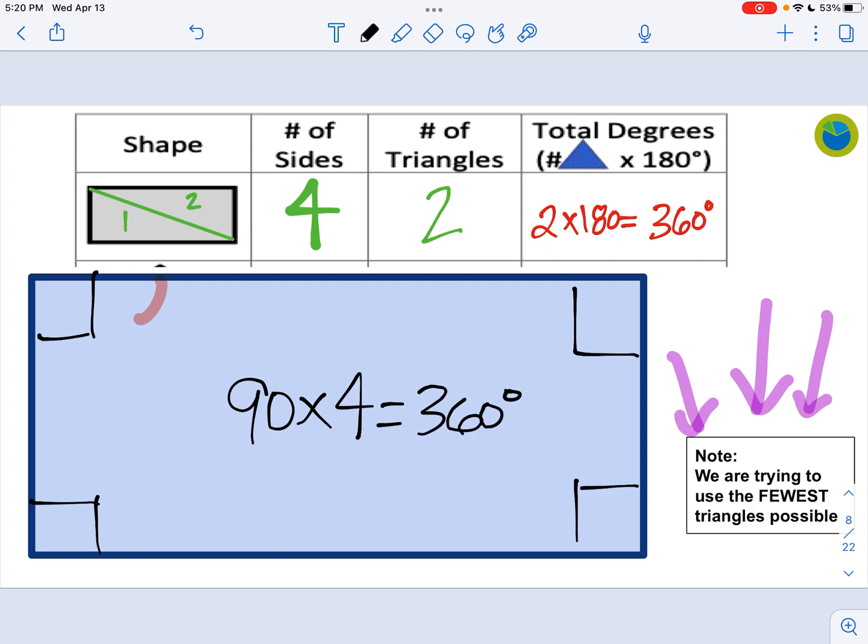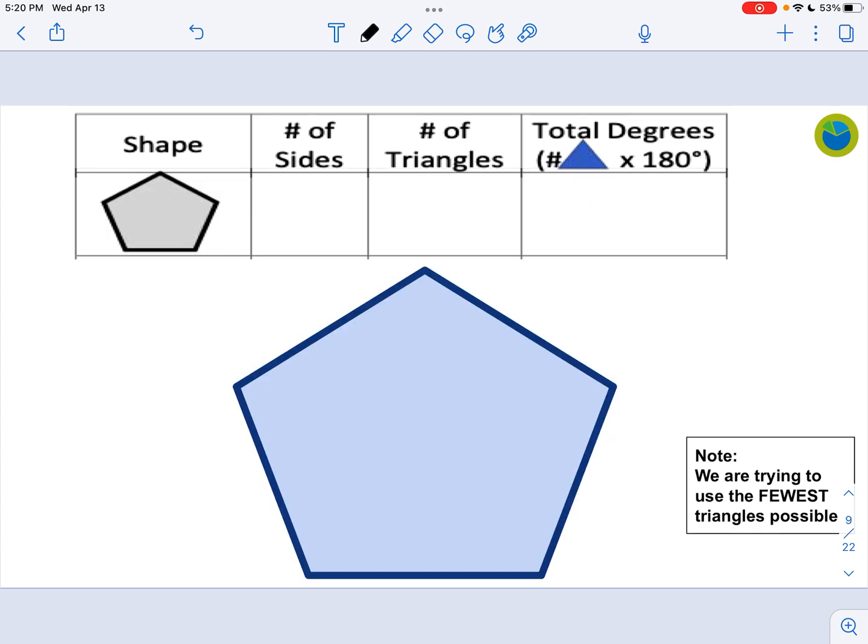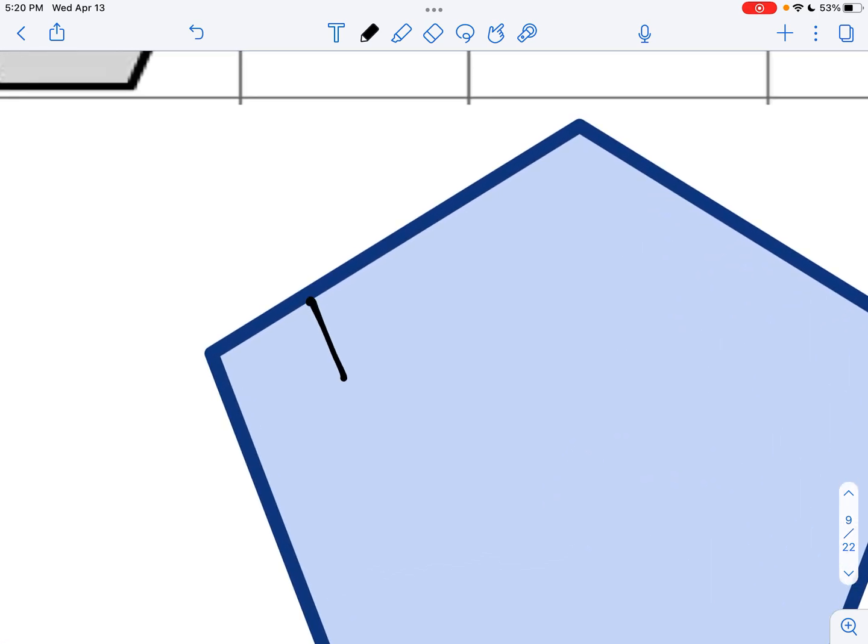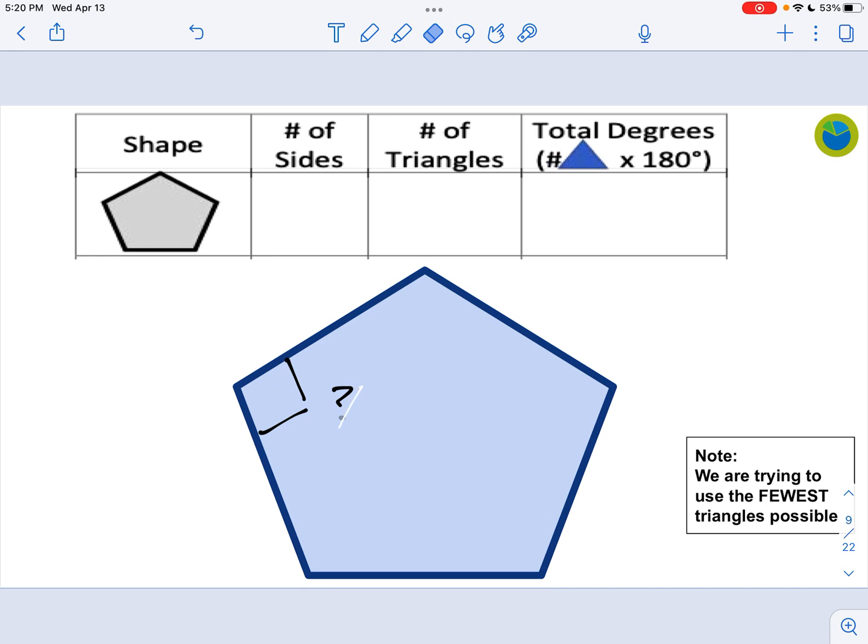But not every polygon has perfect right angles in the corners, right? So here's your next polygon. It looks like this. This is not a right angle. This could be a right angle, right? But quite honestly, it doesn't look like it to me. That looks like it's a little bit bigger than a right angle, right? So this shape, the first thing we're going to do is we're going to count the sides. There's 1, 2, 3, 4, 5. On your worksheet right now, put a 5 under number of sides.